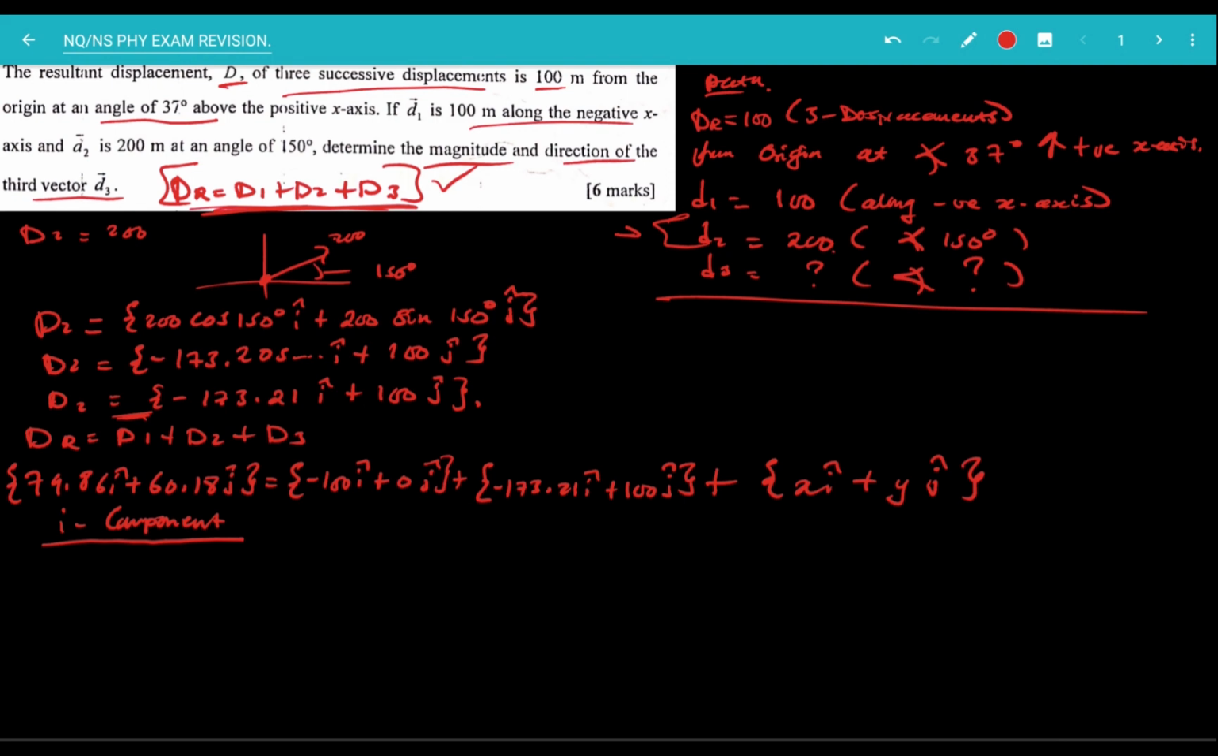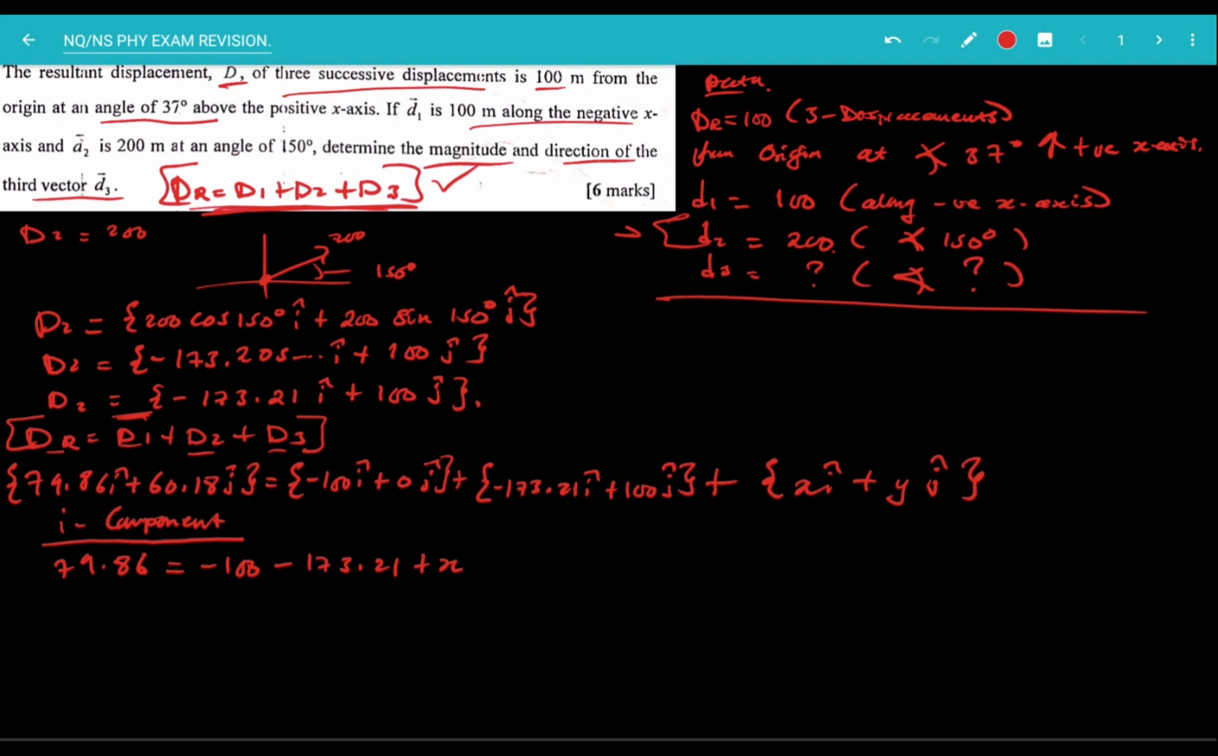So using this equation, let's get the I component in the resultant, which is 79.86, being equal to the I component in D1, which is minus 100. Then the I component in D2, which is minus 173.21. Then the I component in D3, which is plus x. Then let's solve for x.